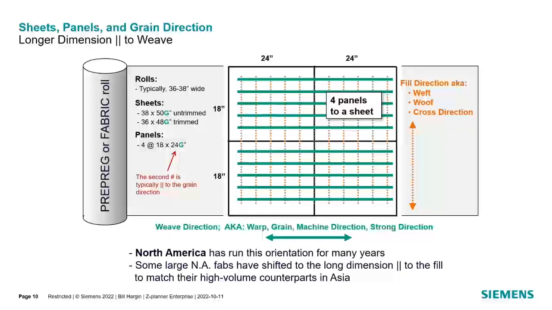Some large North America fabricators have shifted to the long dimension here being parallel to the fill. So this would be the long direction, and that's how it's done in Asia universally. In Europe, actually, they also run, as far as I know, what I would call short grain, which is the short part of a sheet running in the machine direction.